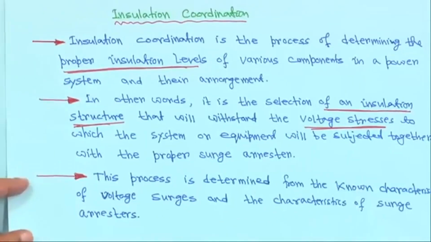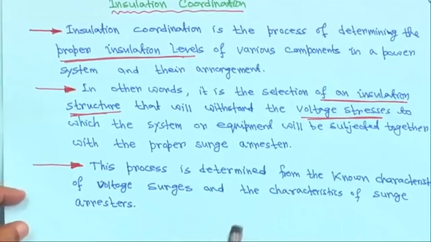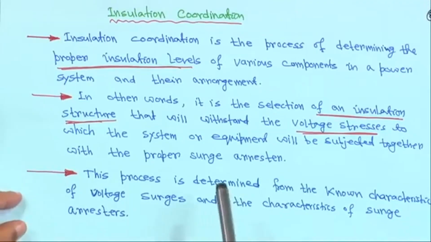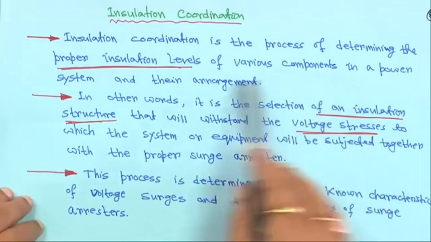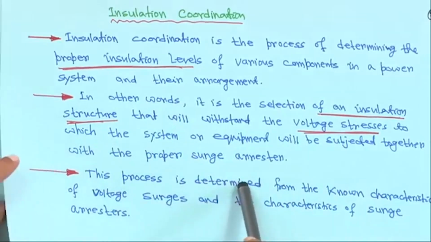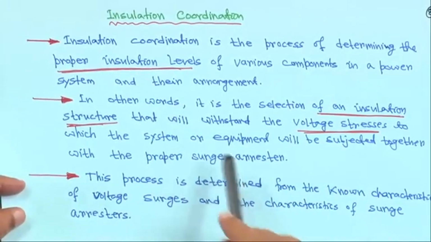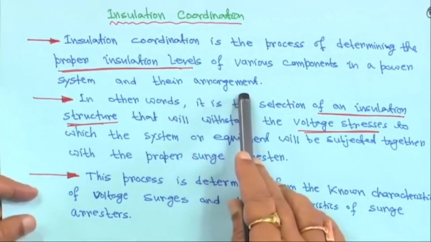Now, next is insulation coordination. This is quite important. Insulation coordination is the process of determining the proper insulation level of various components in a power system and their arrangement.